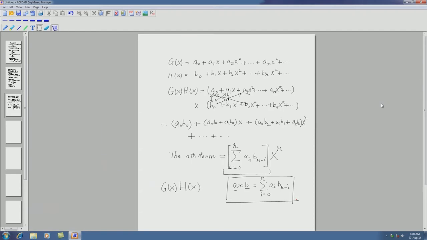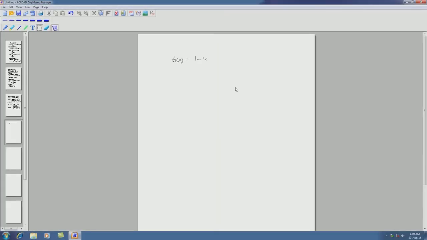Now, this product has several interesting applications. The first application is very useful in writing generating functions in compact closed forms. Now, we take two generating functions. One is given by g(x) is equal to 1 minus x. The other one is given by h(x) is equal to 1 plus x square plus x cube and so on up to x to the power r and then onward.